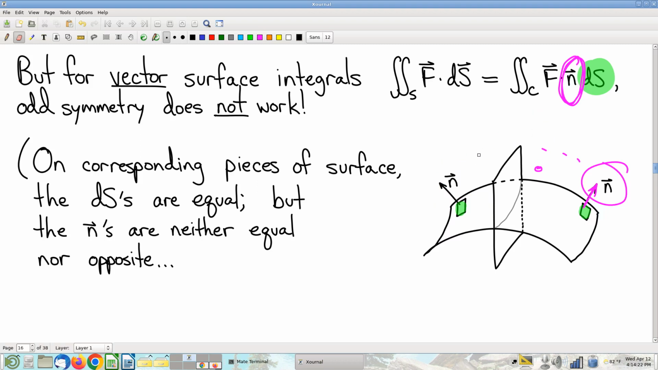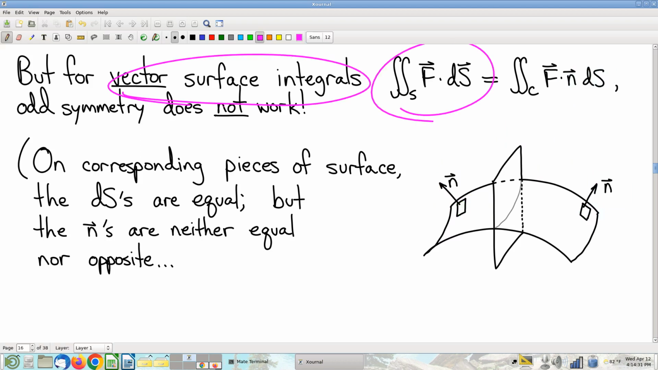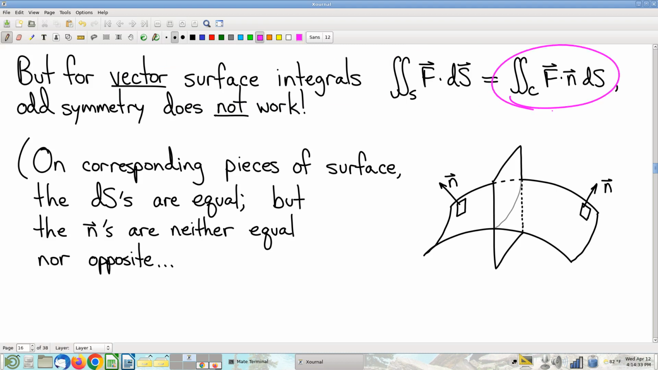You can certainly take your vector surface integral and rewrite it like this. And if you can find an equation for your unit normal vector, and thereby actually compute this integrand, which of course is not the same as this integrand, because the one in blue doesn't incorporate the unit normal, and the one in green does. Once you've computed out this dot product, you have a scalar surface integral. And you can use the scalar surface integral odd symmetry theorem that we just talked about. That's perfectly fine. Absolutely.